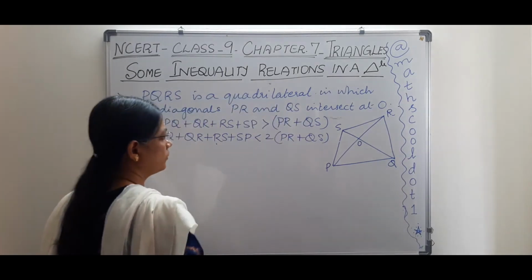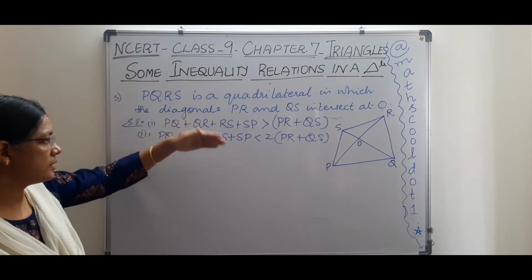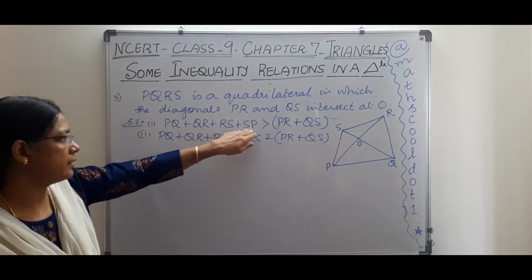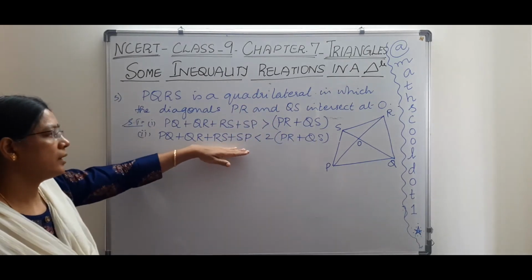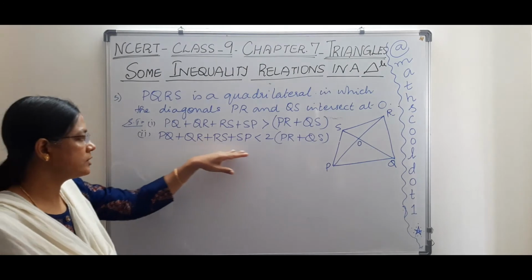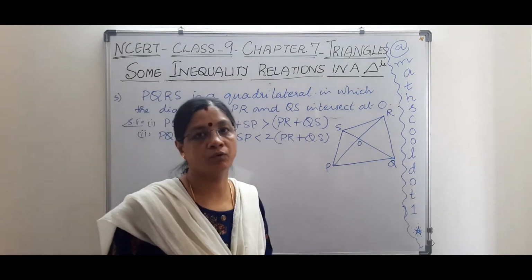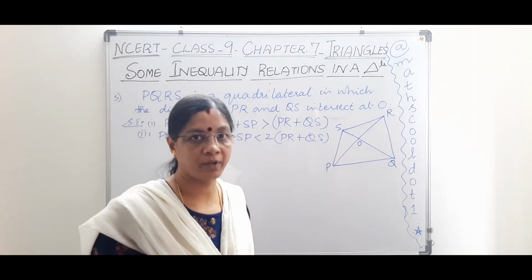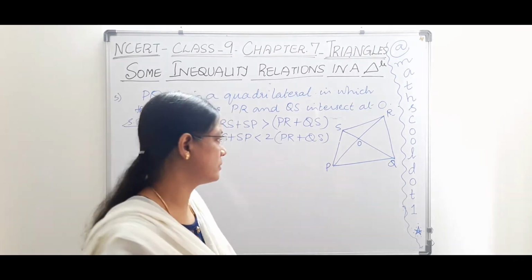Now we move on to the next condition, which states something different from the first one. In the first one, we have all the sides added up and it is greater than the sum of the diagonals. The next thing is we are adding all the sides, and the sum of all sides is less than 2 times the sum of the diagonals. So how do we prove this? The first condition is greater than just the sum of the diagonals. In the second condition, it is less than twice the sum of the diagonals.